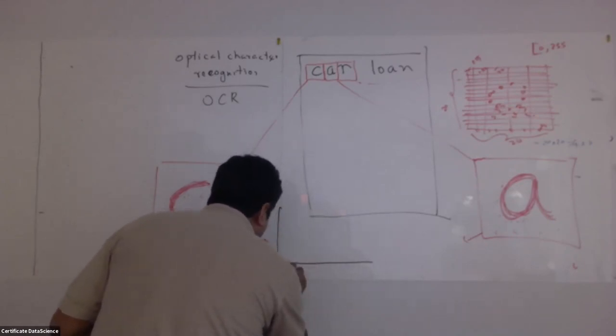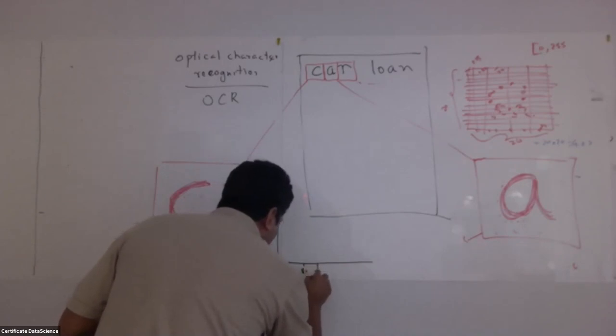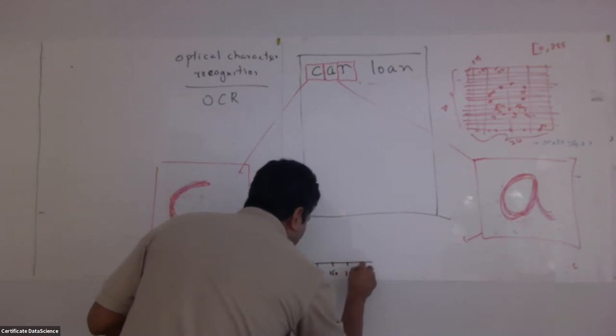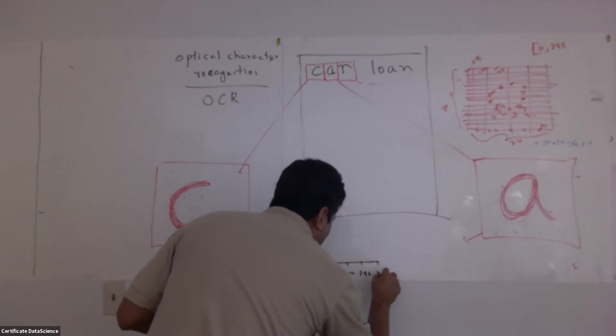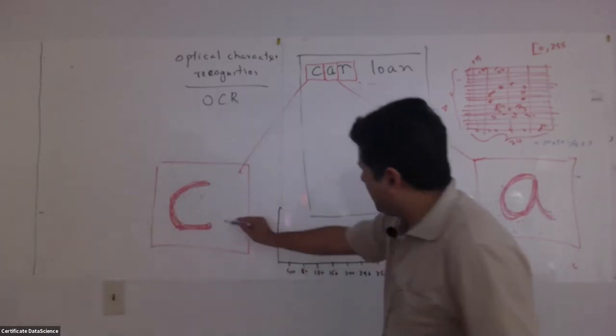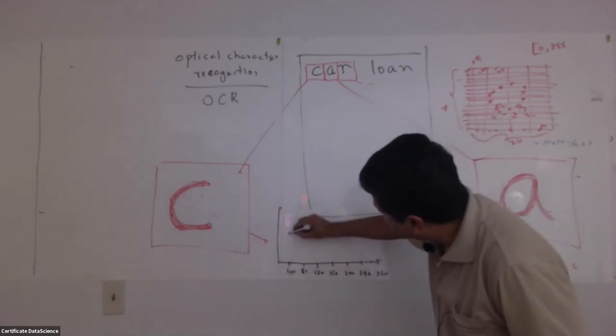255, how do I get there? Okay, let's make it 40. 80, 120, 160, 200, 240, 260. Of course, we never get values here. For C, you see how many value places, what is the histogram pattern?